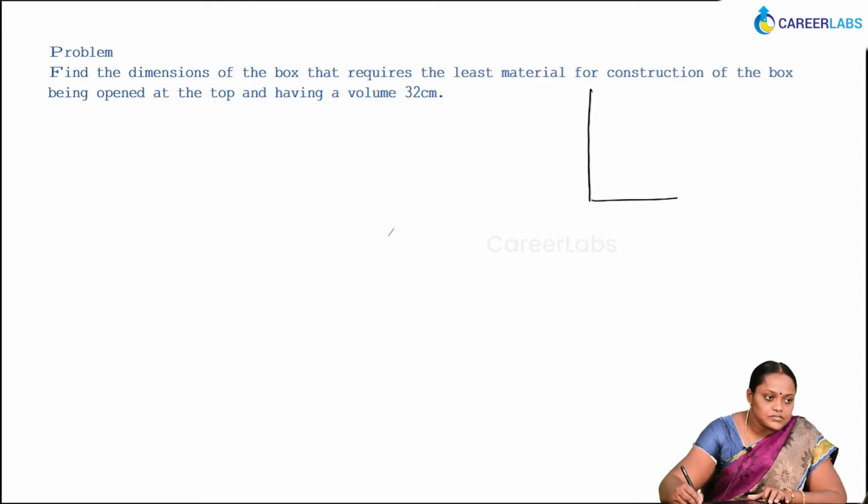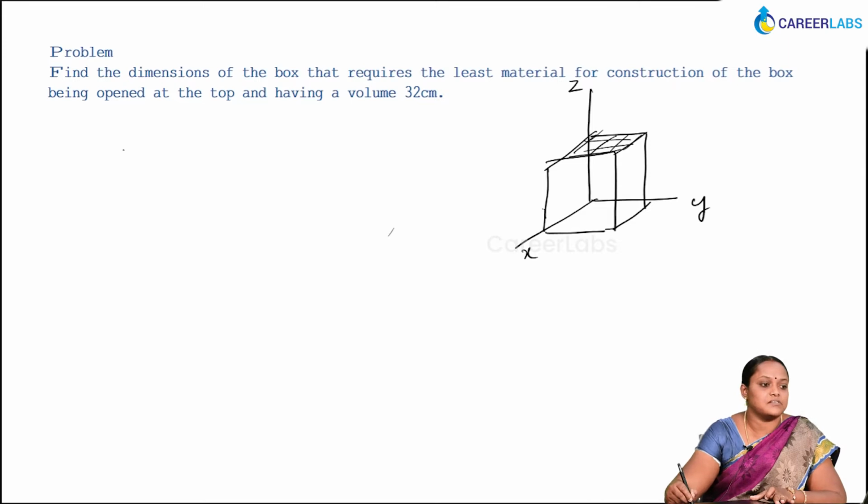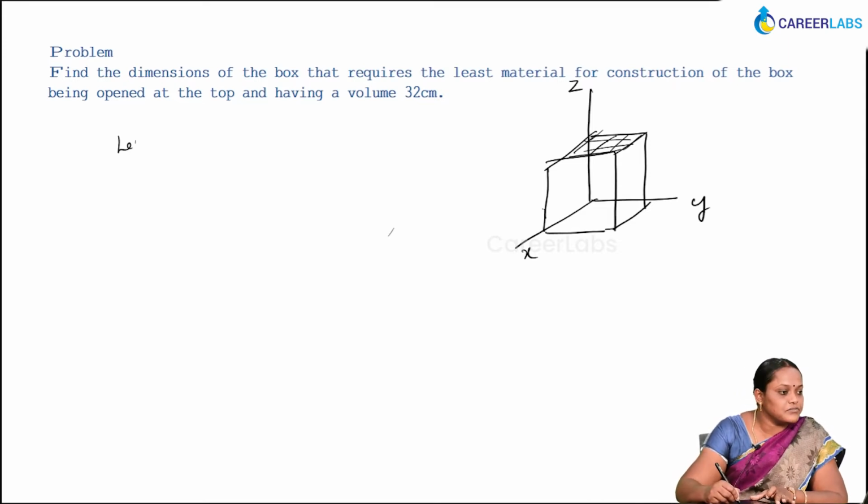Let us see this with the help of a diagram in 3 dimensions. This is the x axis, y axis and z axis. Let us draw a cube like this. Here you have a cube, which is nothing but a box. In the top, let it be open. So in the top it is open, right? Totally how many surfaces will be there? Only 5 surfaces will be there. So what is the surface area?